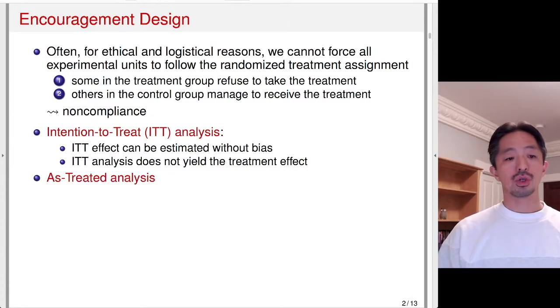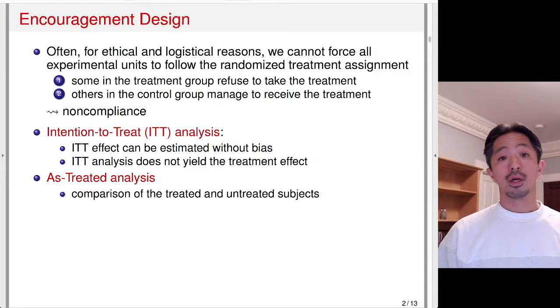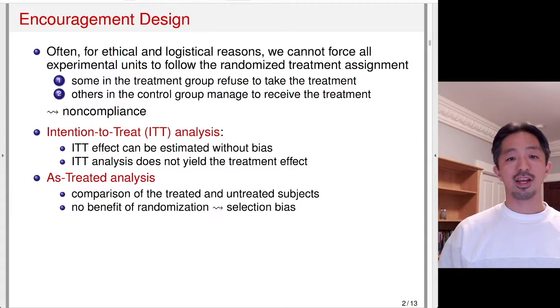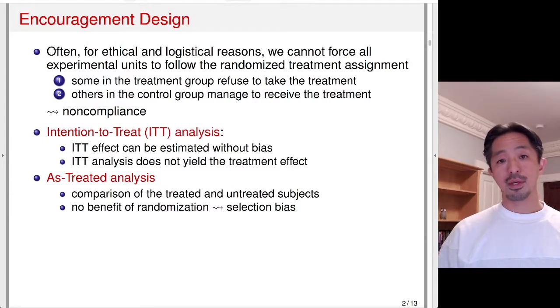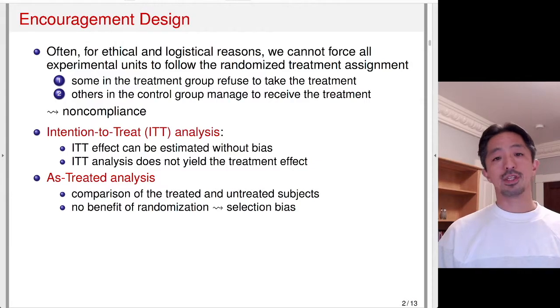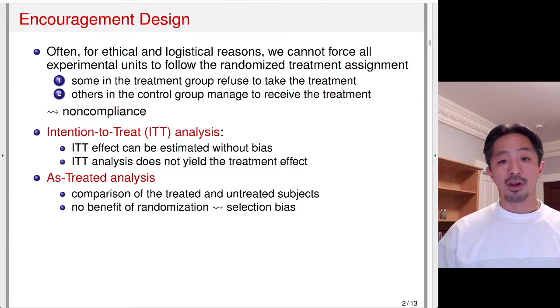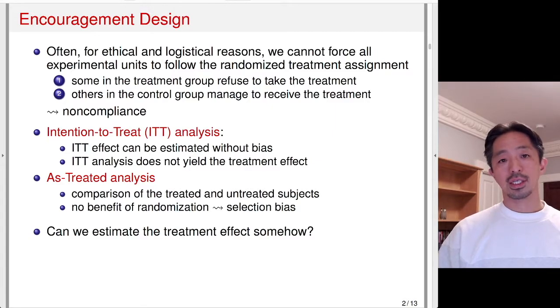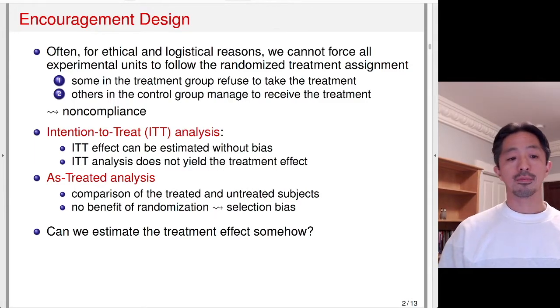Another possibility is to conduct something called as-treated analysis. Here, the idea is simple: compare the treated people with untreated people. But of course, this comparison is not really valid because people may be non-randomly selecting to receive the treatment. They may self-select themselves into receiving the treatment. If that happens, the benefit of randomization is lost, and you're comparing two groups that are not very comparable. So the question we're going to discuss in this lecture is whether we can estimate the treatment effect of the treatment, rather than estimating the effect of intention to treat.